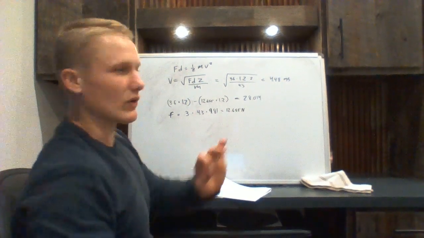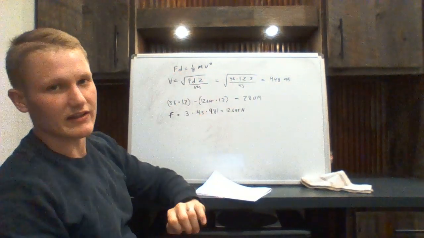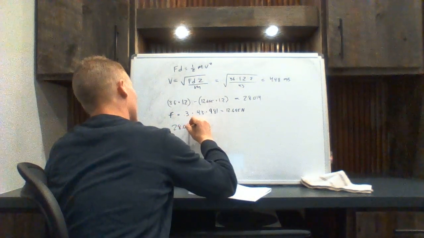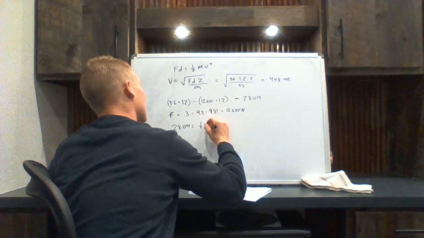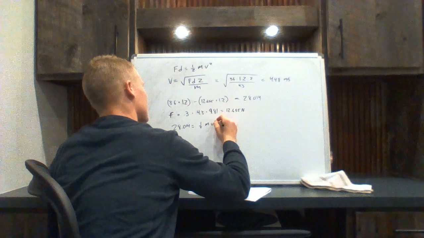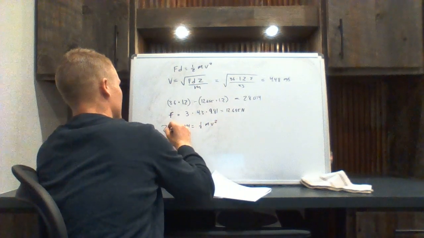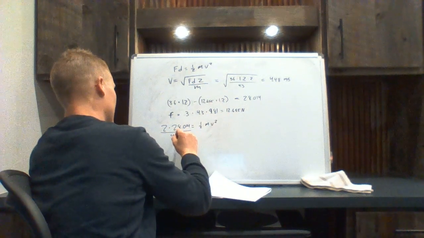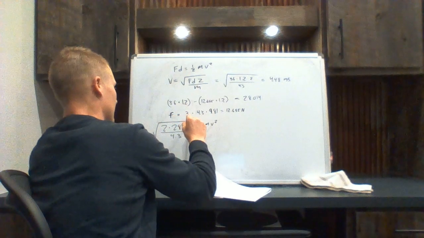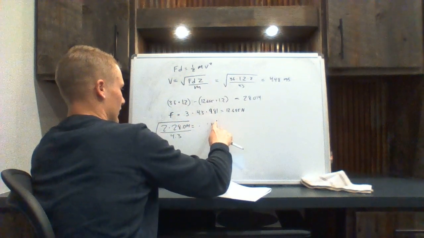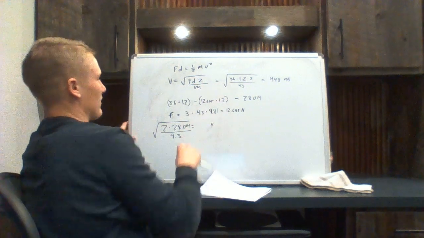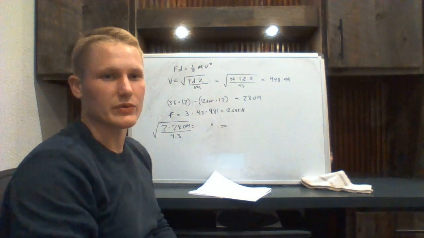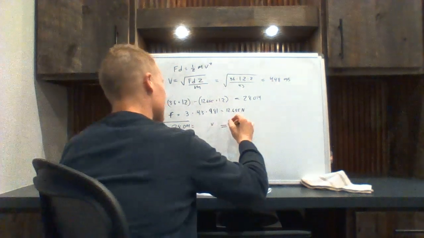Now that is our net work done. And now we can plug that into our equation here and get our velocity. We have 28.014 equals 1/2 mass times velocity squared, multiplied by 2. So you divide by your mass, which is 4.3, and then you take the square root. And that would equal your velocity. When you do all that, it comes out to 3.61 meters per second.